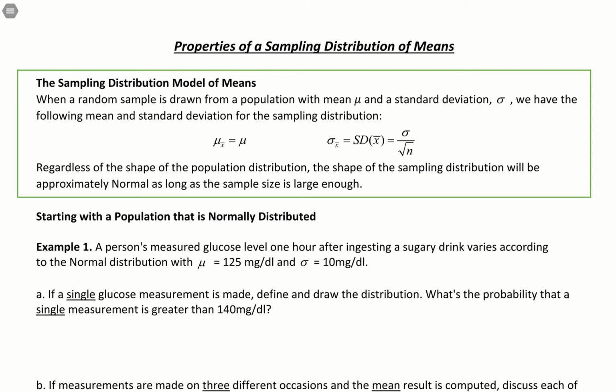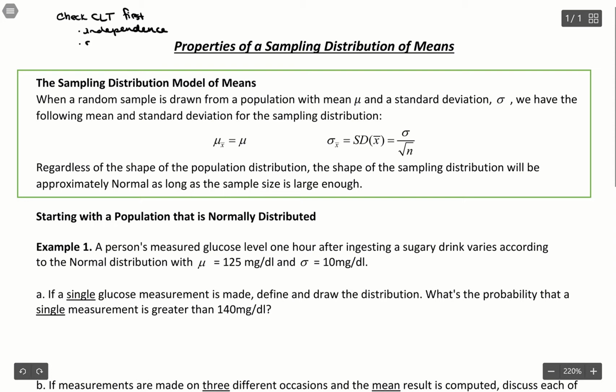So now that we've seen how to get this bell-shaped curve out of creating samples of means, let's talk about the actual center and spread of this curve. So when we work with sampling distributions of means, we'll always have to check that central limit theorem first. So with that, we'll want to make sure we have independence, random sample, and then we'll check that sample size condition.